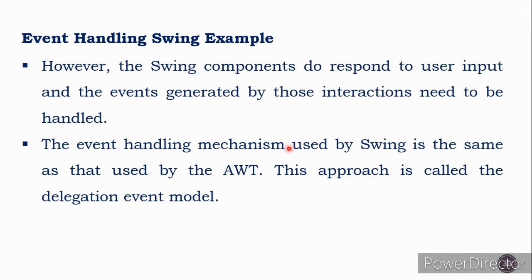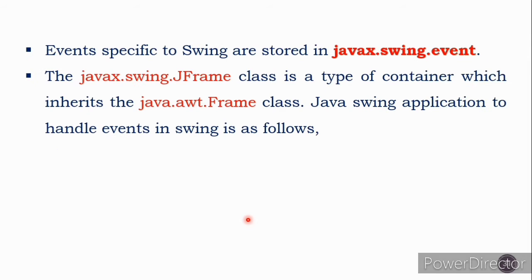The event handling mechanism used by Swing is the same as that used by the AWT. So this approach is also called the delegation event model, which is used by AWT. Now that same approach we will use in Swing to handle the events with the Swing components. And events specific to Swing are stored in javax.swing.event.